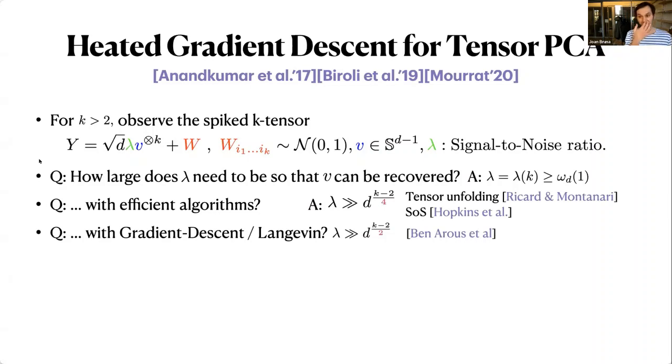So the answers have also been accomplished through a very nice series of papers in recent years. The first answer is that you only need a signal to noise ratio that is at a constant scale, a certain function that depends on k, but does not depend on dimension. But if you want to find this efficiently, you need a signal to noise ratio that diverges with dimension. The best algorithms that are known need a signal to noise ratio that grows as d to the k minus 2 over 4. But if you look at just gradient descent algorithms or Langevin algorithms, or even AMP, it apparently does not compete with the best algorithms. So there's something about gradient descent that is not as nice as the best algorithm.